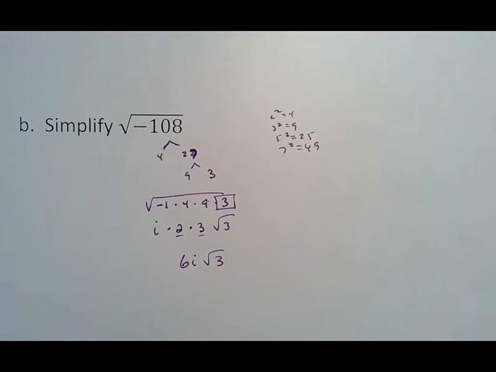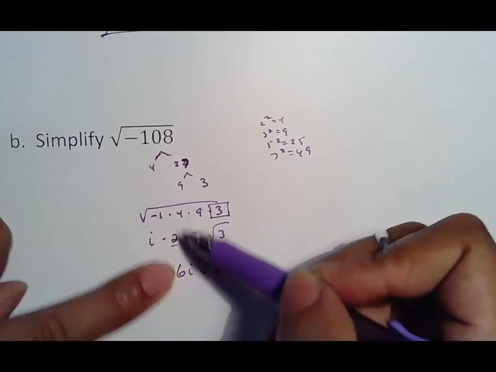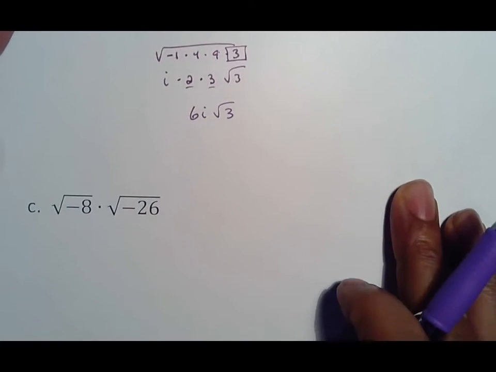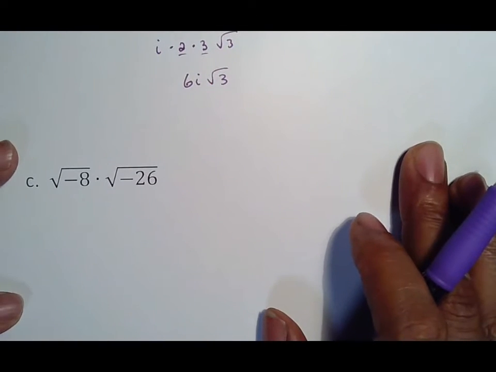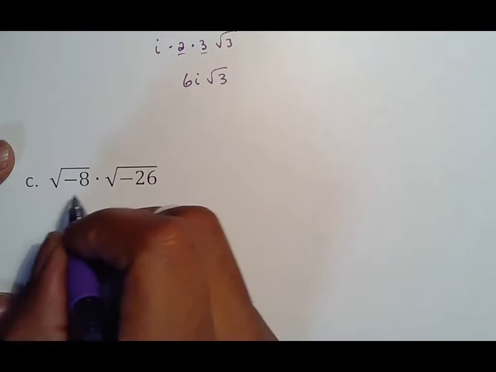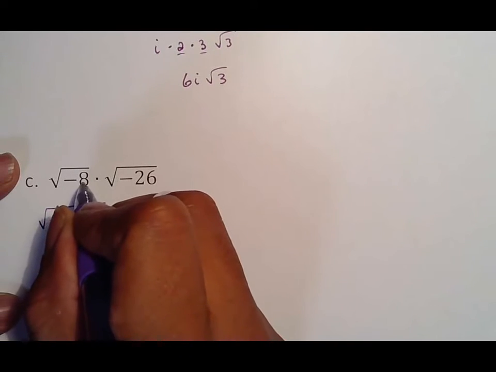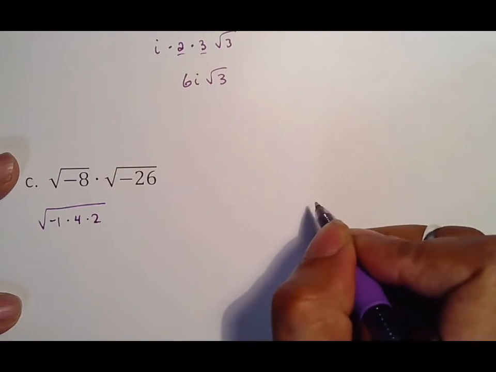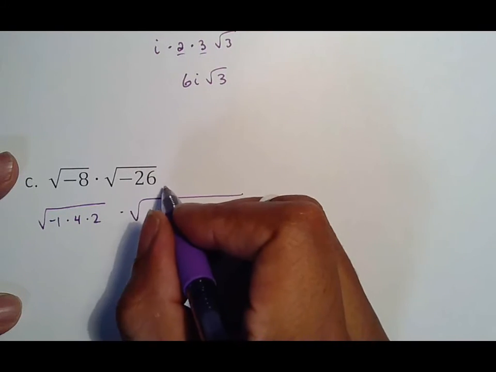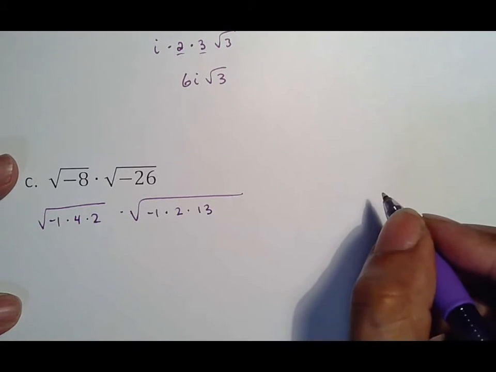So again, taking the root, breaking it down, 4, as you saw, turns into a 2. This turns into a 3. There's your 6. The negative means I have an i. The 3 being left over is what's left over there. When you see this question, you will have to make sure that you multiply it out first, but be careful, because I would just break it down into its root. This is -1 times 4 times 2. This is -1 times 2 times 13, is the only thing I know about that.